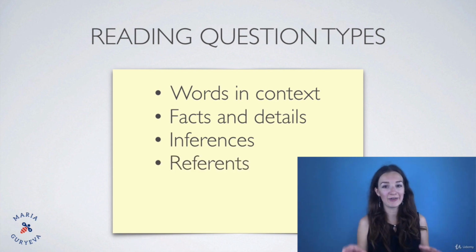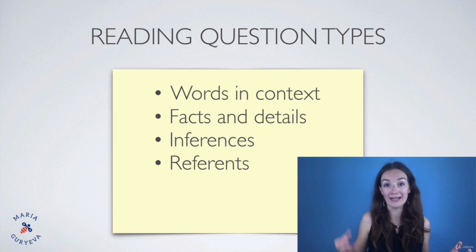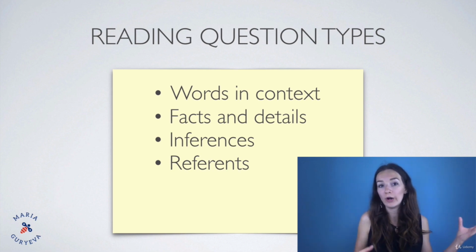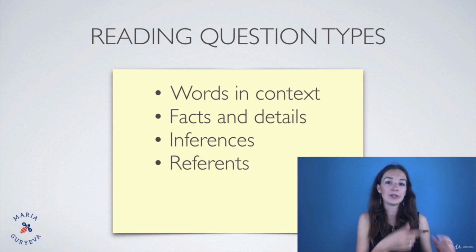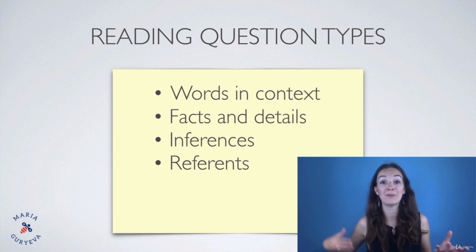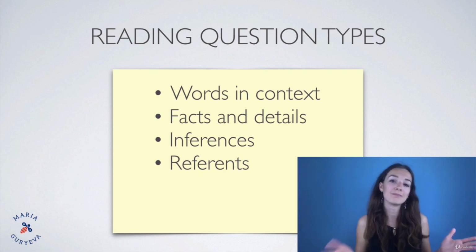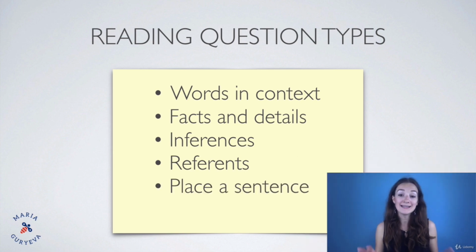The next one is reference. This is when we have a pronoun. For example, they or it or she, and then we need to find out which word is replaced by this pronoun. So we have 4 answer choices. We need to pick a noun which was replaced by this specific pronoun. So it's pretty easy.